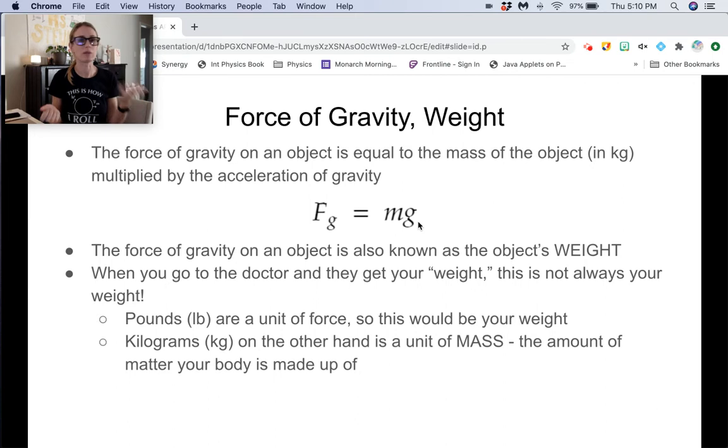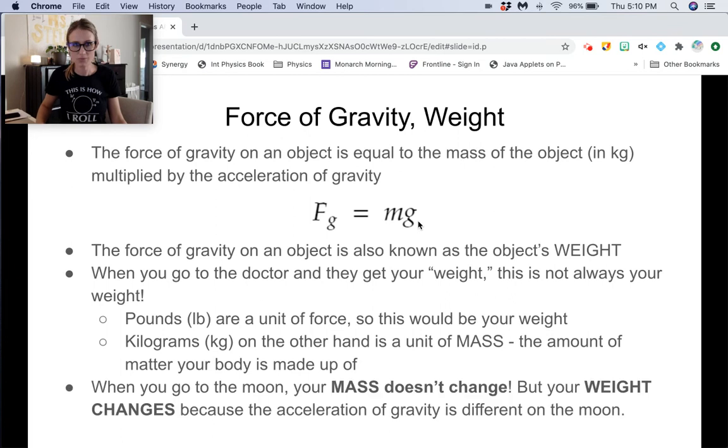It's not going to change unless you eat a bunch of hamburgers or something like that and gain some mass, or you are training for a marathon and you lose some mass. Your amount of stuff won't change unless one of those two things happens. But your weight will change if you go to the moon, but your mass will not. So those astronauts on the moon still have the same amount of stuff that they had on Earth, but they weigh less, so they feel like they're lighter. Like I said, when you go to the moon, your mass doesn't change, but your weight changes because the acceleration of gravity is different on the moon.